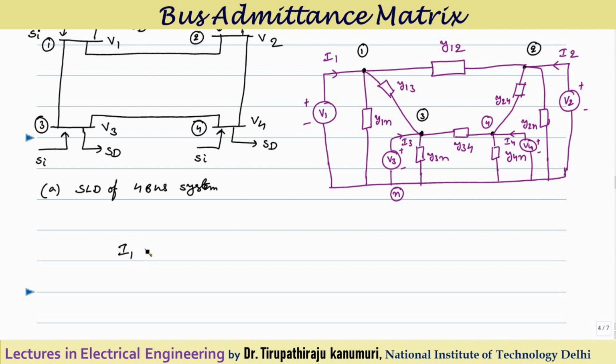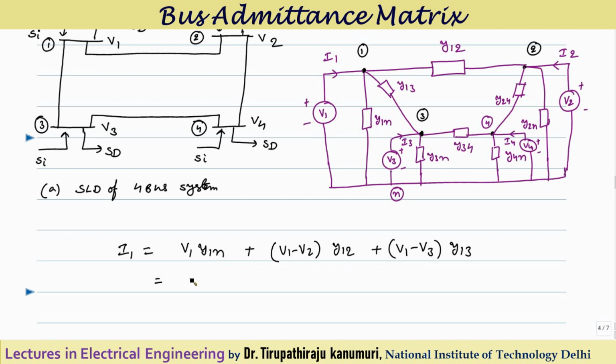I can write the current entering, I1, equal to the current leaving. What will be the current leaving? V1 multiplied by Y1N, because this is directly connected, plus (V1 minus V2) times Y12, which is also connected to node 1, and similarly between node 1 and 3 there is a connection, so plus (V1 minus V3) times Y13. Only these are connected to node 1. You agree with me? V1 into Y1N, (V1 minus V2) times Y12, (V1 minus V3) times Y13.